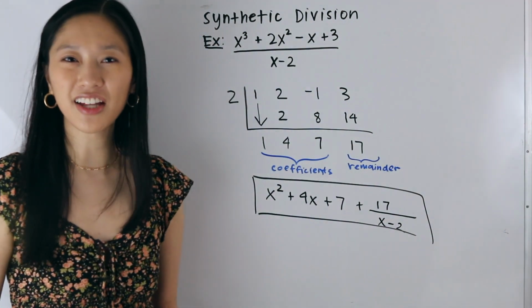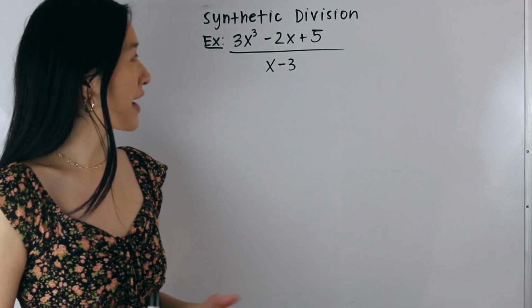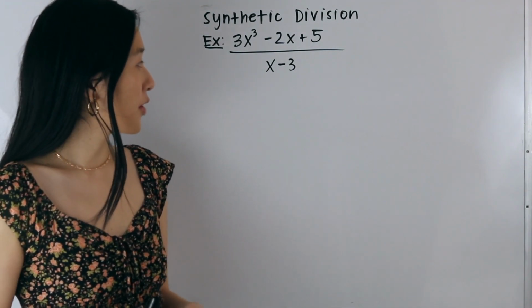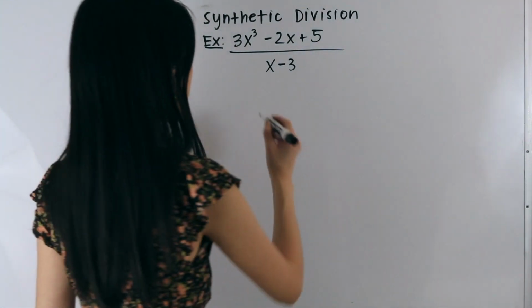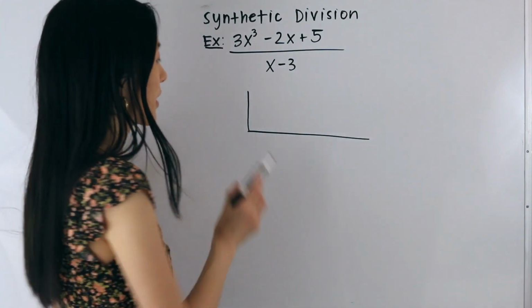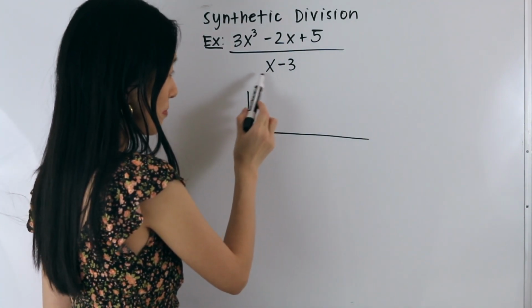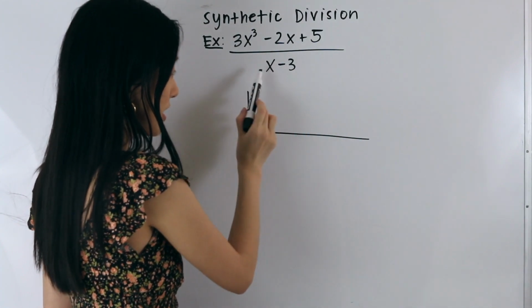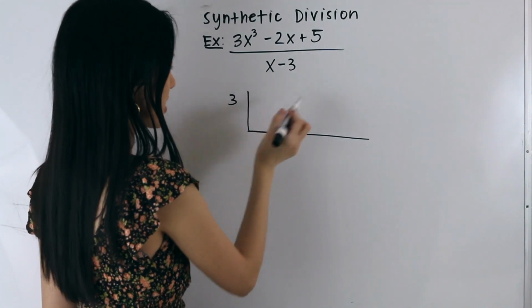And so let's go ahead and take a look at one more example. So in this next example here, we have 3x cubed minus 2x plus 5 over x minus 3. And here, let's start off by drawing our table. And next, let's go ahead and determine what number goes out here. So the number that goes out here is the number that we plug in for x that would make this denominator equal to 0. So here we would have 3, because 3 minus 3 is equal to 0.